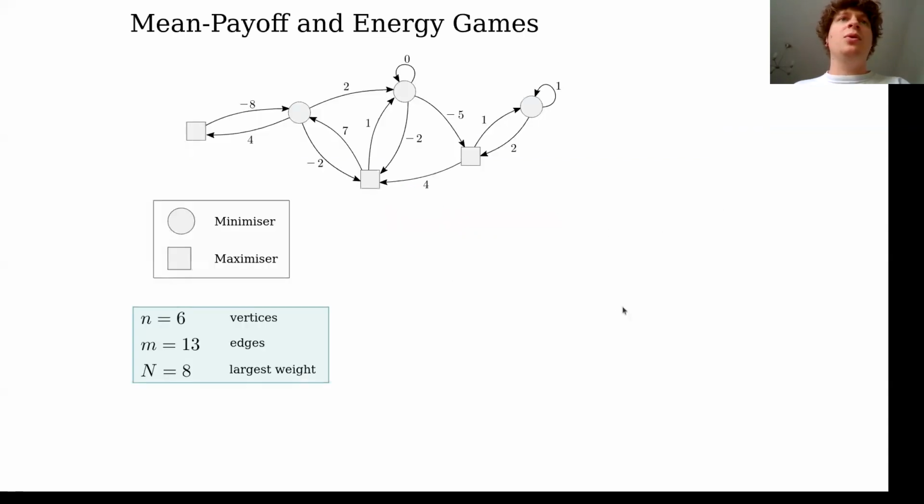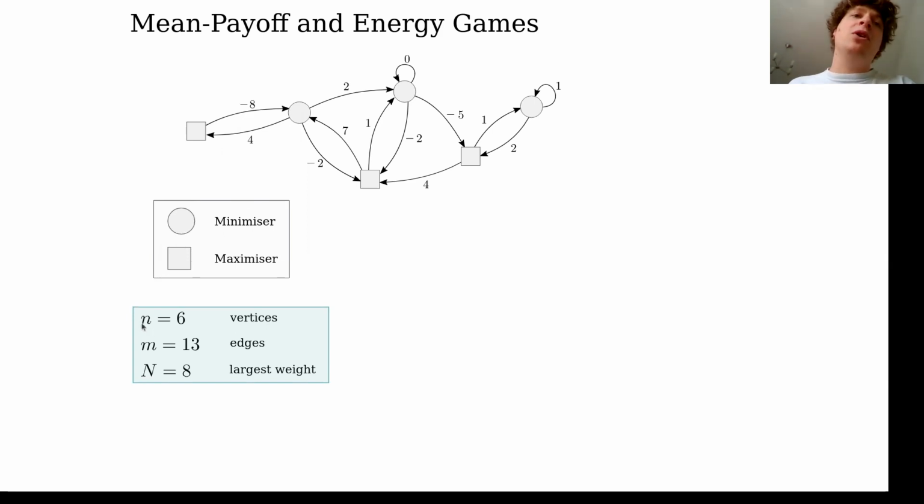First, what is a mean-payoff game? A mean-payoff game is played on a directed graph with edges labeled by integer weights. We have two types of vertices, vertices that belong to the minimizer and vertices that belong to the maximizer. These are drawn as circles and squares, respectively.